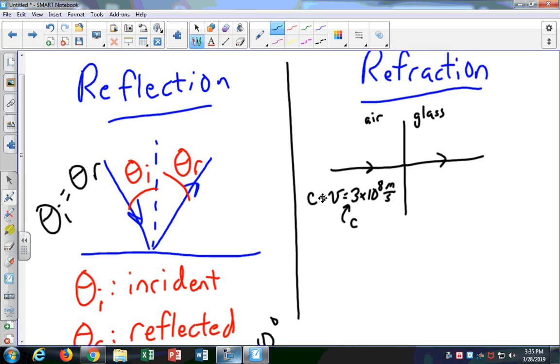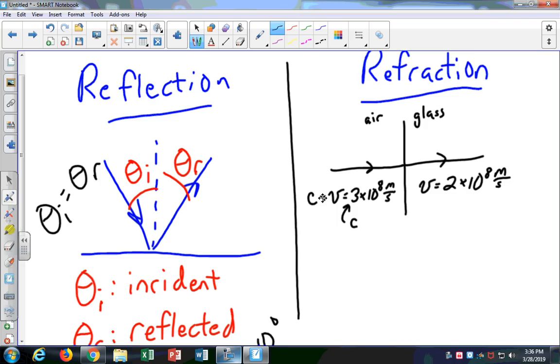And over here, the speed of light is equal to 1 point... what is it for glass? No, it's not 1.5. It's 2 times 10 to the 8th. So 2 times 10 to the 8th meters per second. Is that right? Yes, that's right. So 2 times 10 to the 8th.